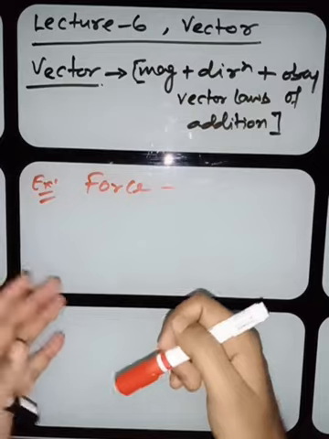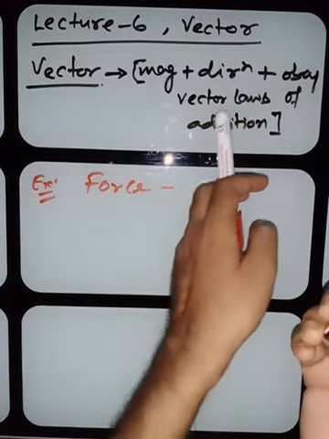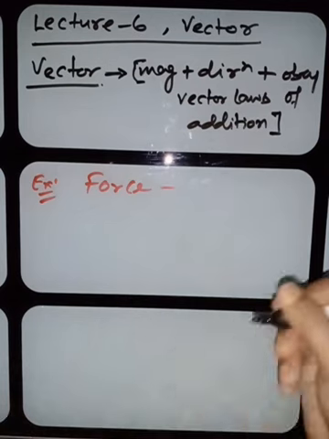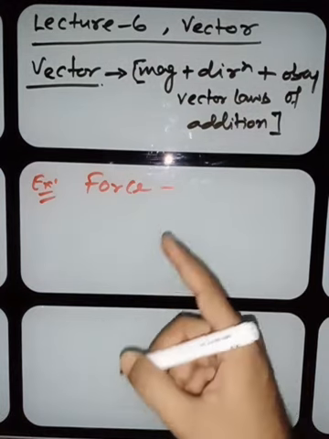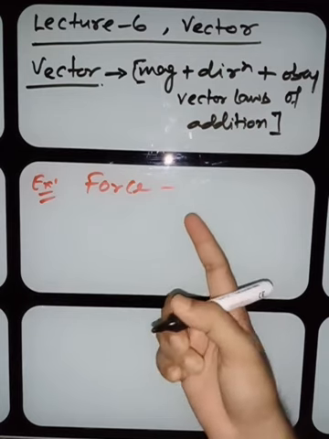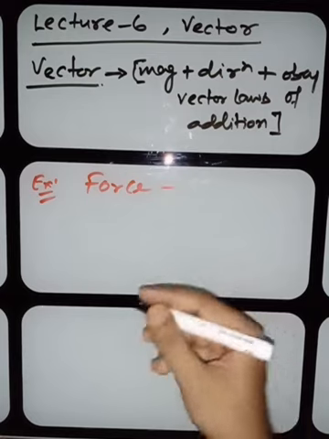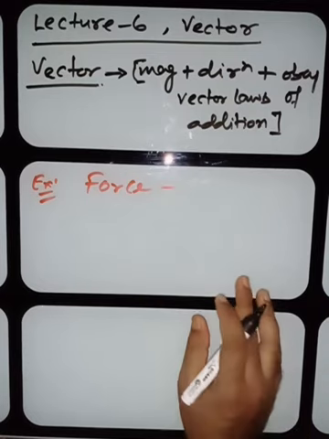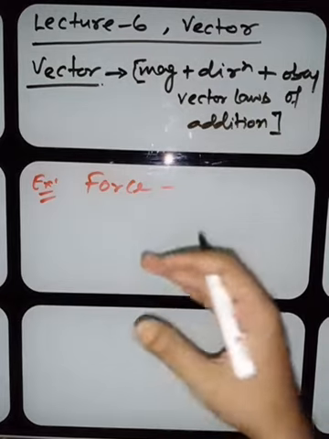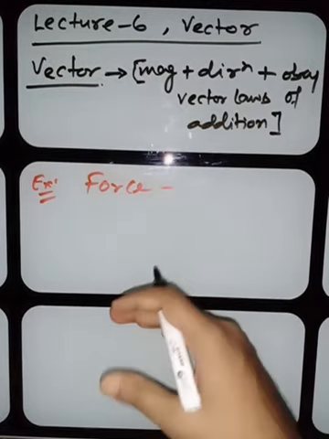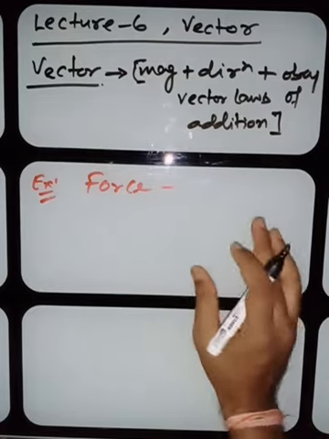So this force, and why is this a vector quantity, what is the meaning of this? It obeys the vector law of addition. Okay, so to understand this particular thing, that it obeys the vector law of addition, I am explaining here a very simple example. I hope that you will get it. Okay, before that we will discuss a few more quantities that are vector quantities.